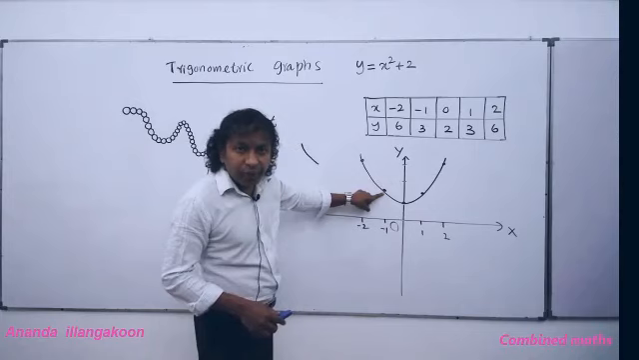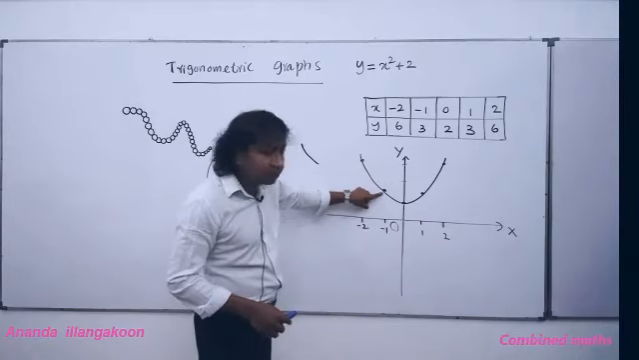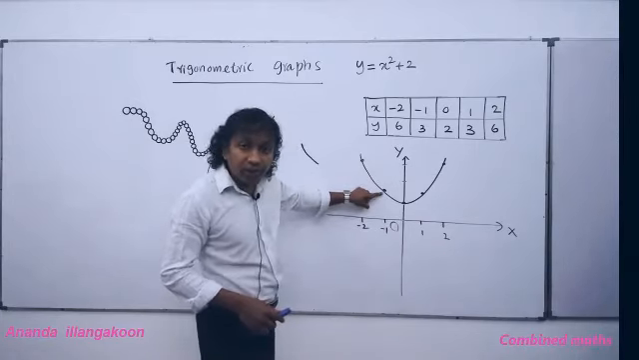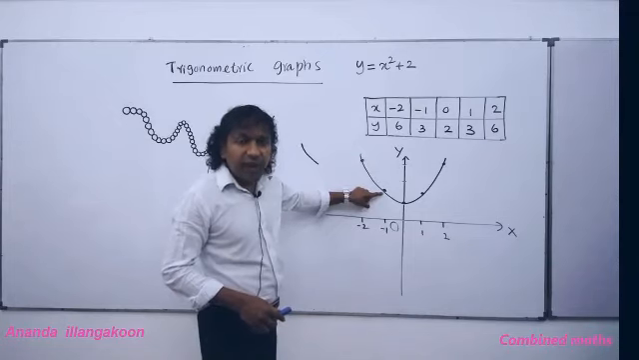Don't we have points between these two points? There are infinitely many. How do we find them?